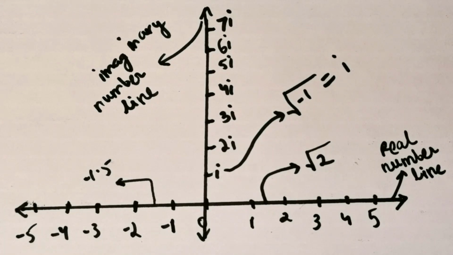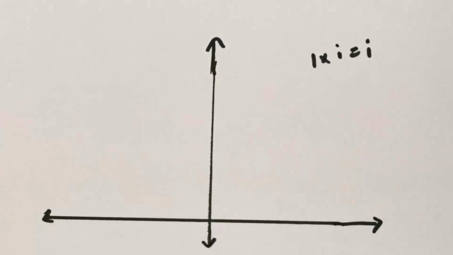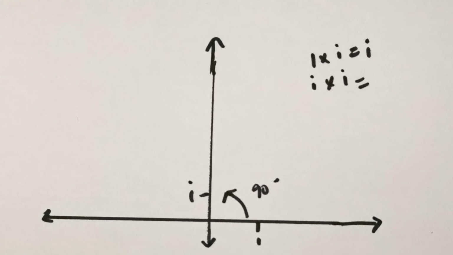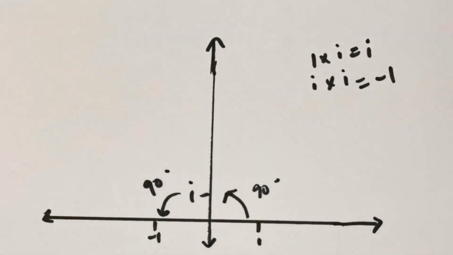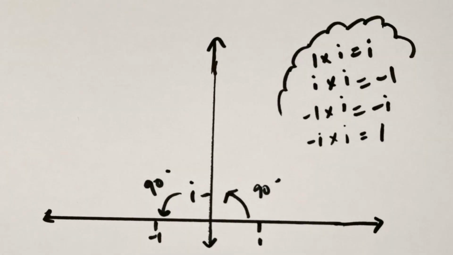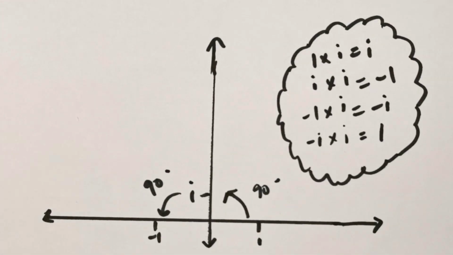Now let's look at how i is represented graphically. When I multiply 1 by i, I get i, which means I moved exactly 90 degrees from 1. Multiplying with i again, I get -1, which is another 90 degree turn, and so on. So we see that multiplying something by i is analogous to moving 90 degrees anti-clockwise on a graph.